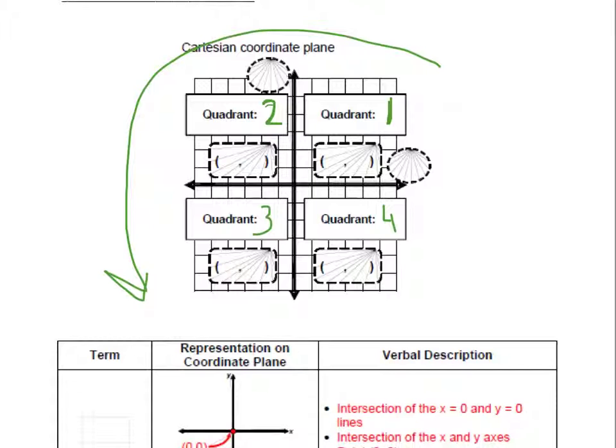And when you have your coordinates in quadrant 1, you are positive, positive. In quadrant 2, your x is negative, y is positive. Quadrant 3, x is negative, y is negative. And in quadrant 4, x is positive, and y is negative. So let's take a look at our terms now.